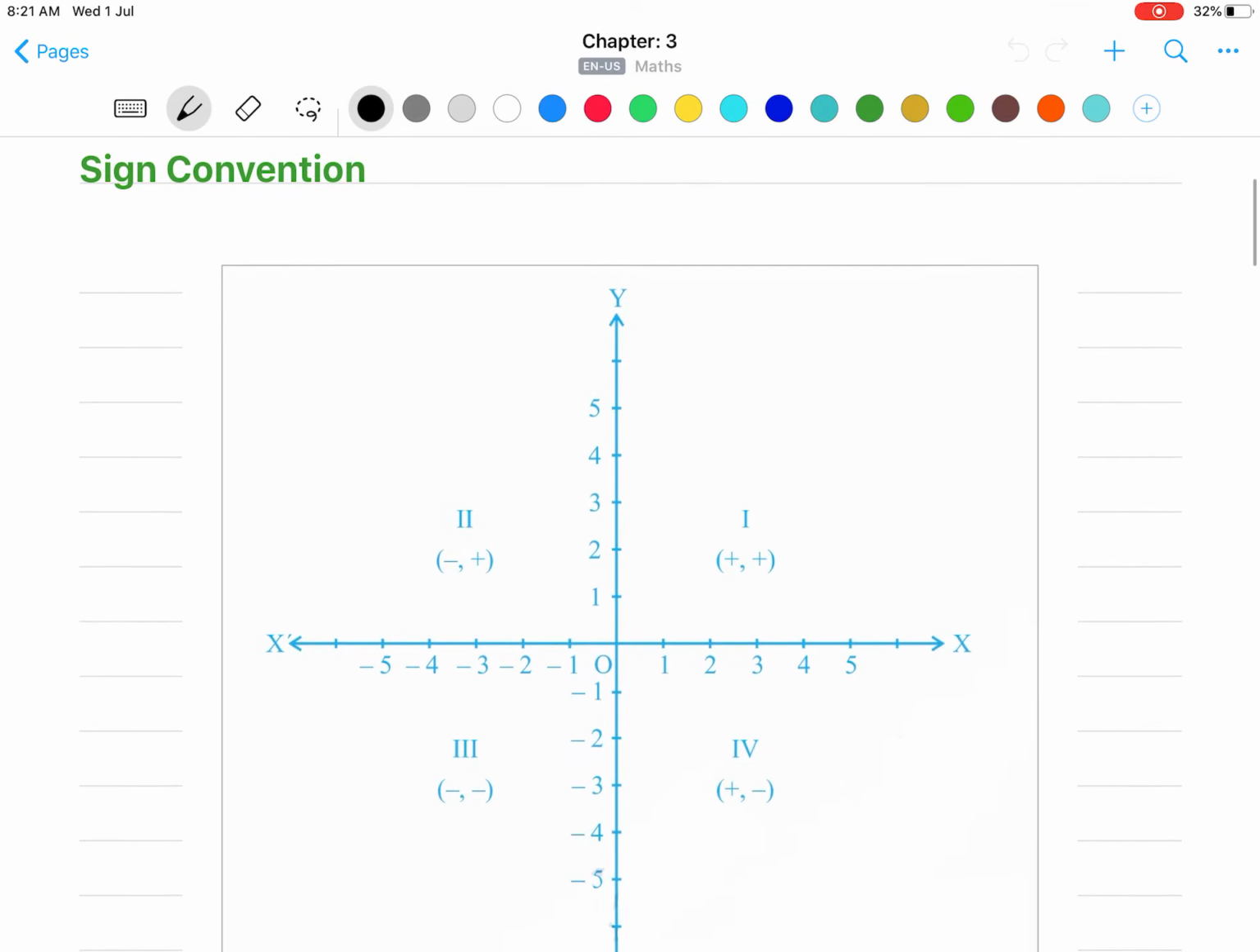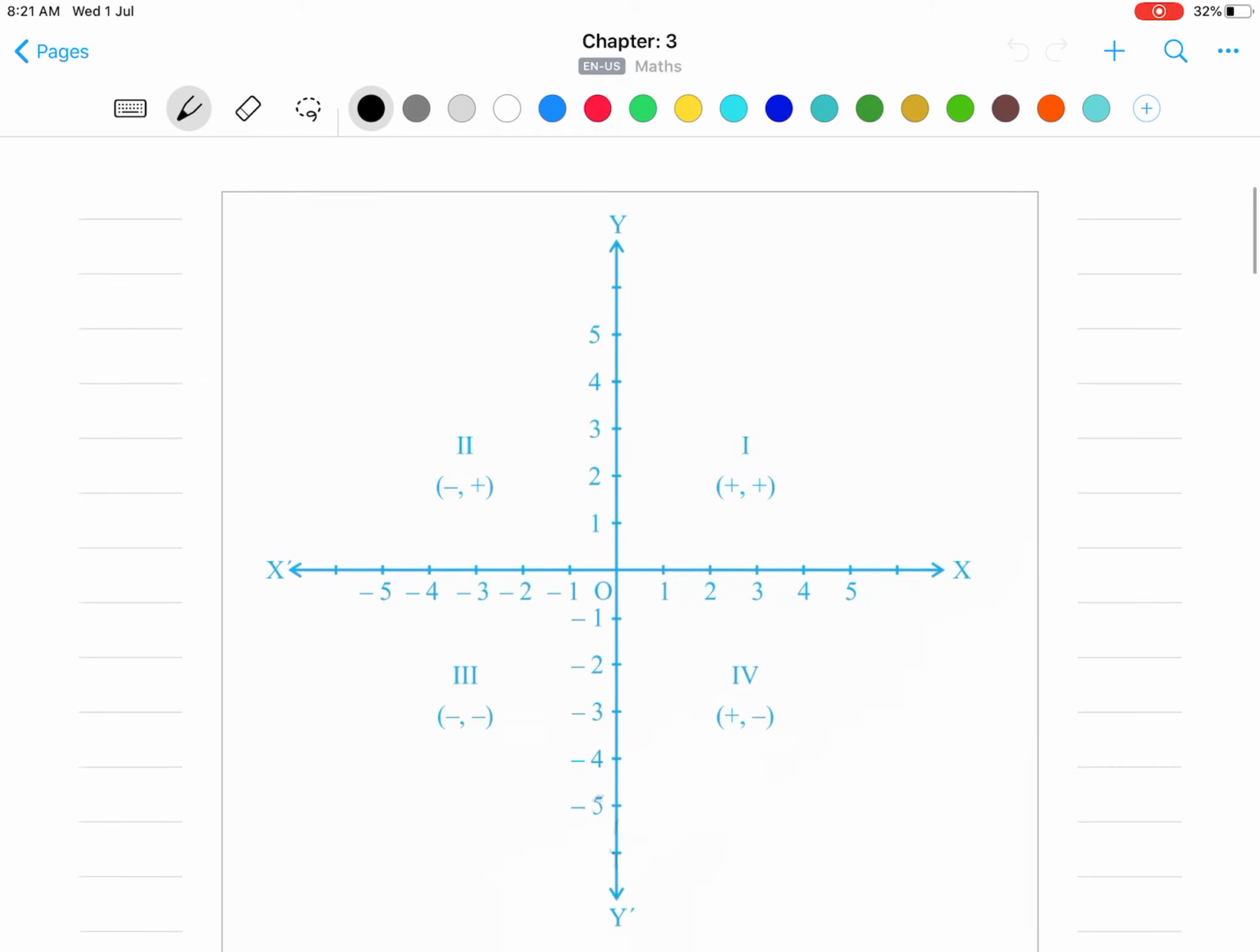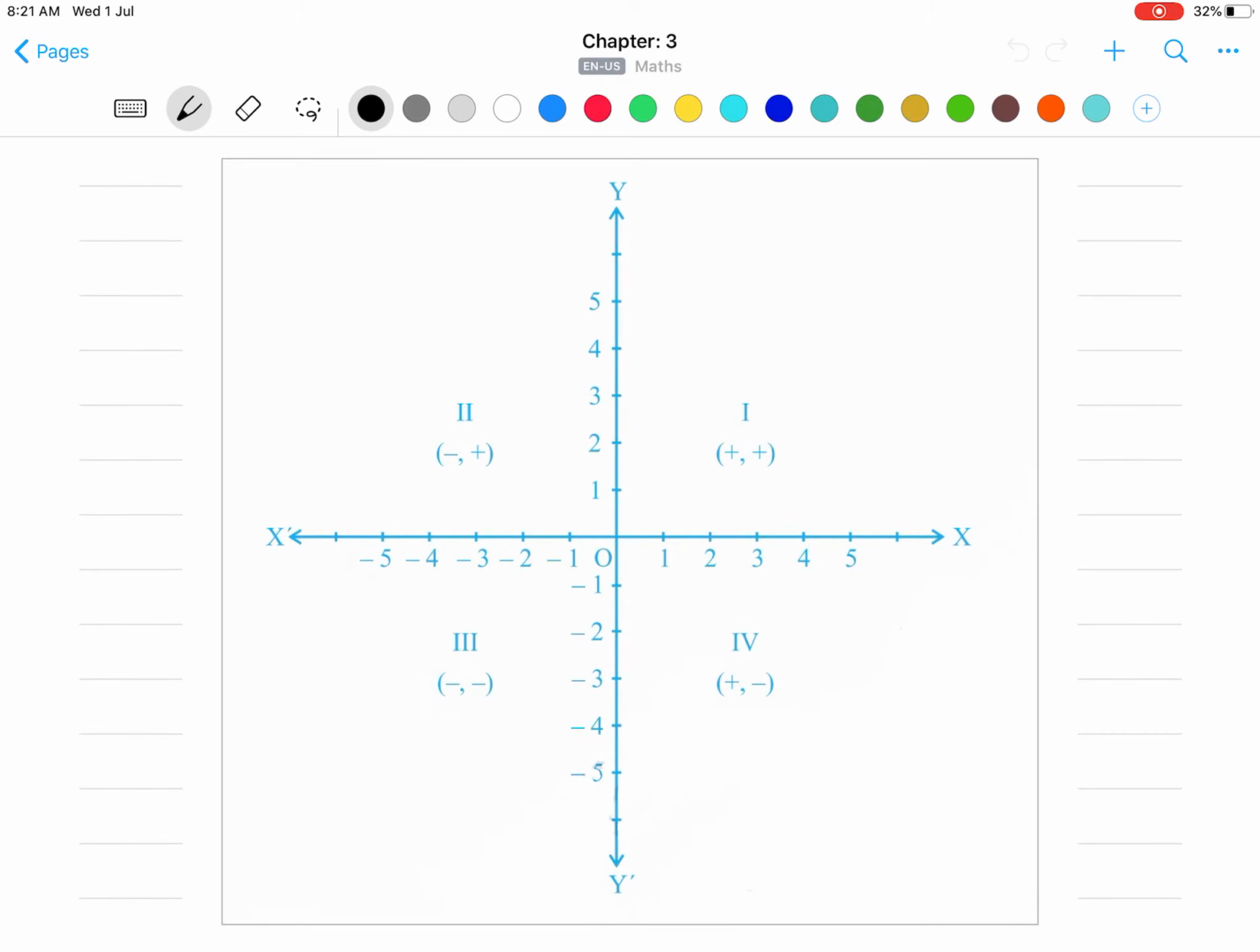Before that, you should know the sign convention. Sign convention means we have this xy plane in which we have two axes intersecting each other at a point, and that point is called the origin, represented by capital O. The horizontal axis is known as the x axis, and the vertical axis is known as the y axis.